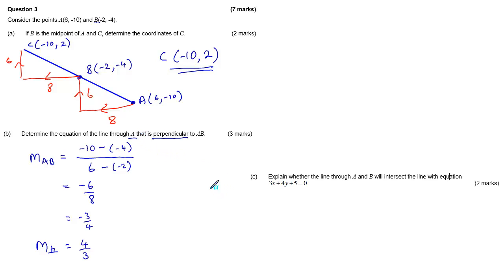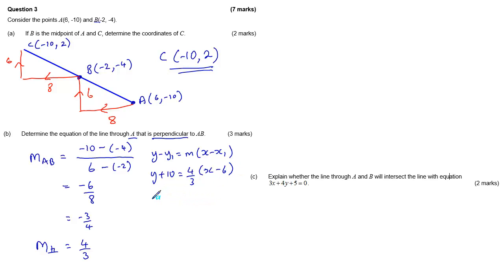And we know it goes through A. So I can use y minus y1 is m(x minus x1), or you can use y equals mx plus c, it doesn't matter. So that's going to be y take away, now it goes through A, y1 is negative 10, so this will end up being y plus 10. And then we have the gradient 4/3, and x take away 6.